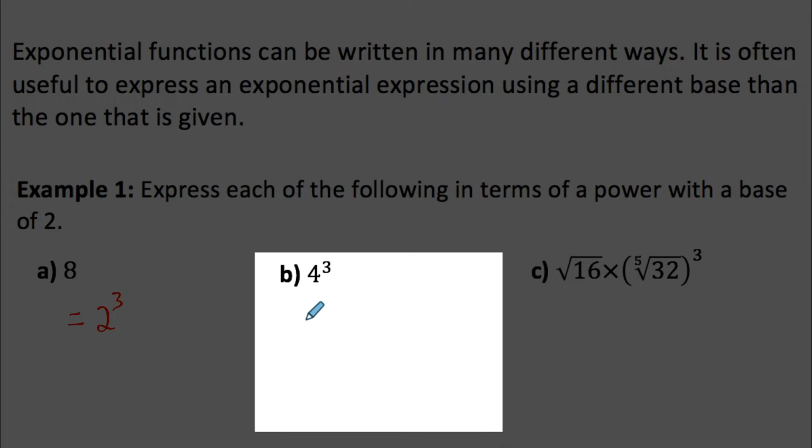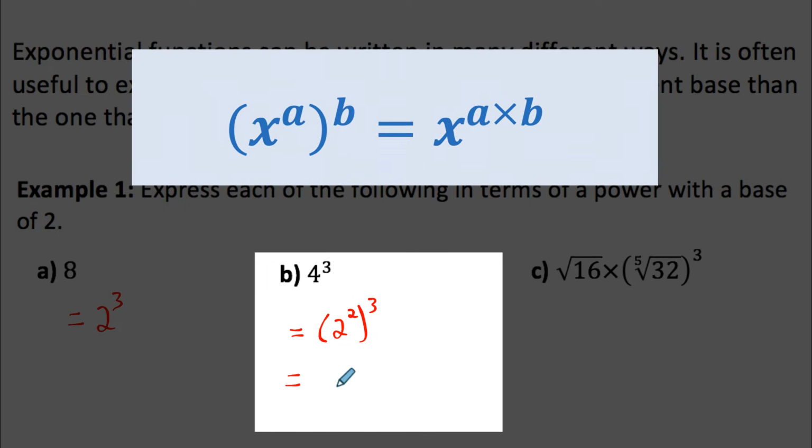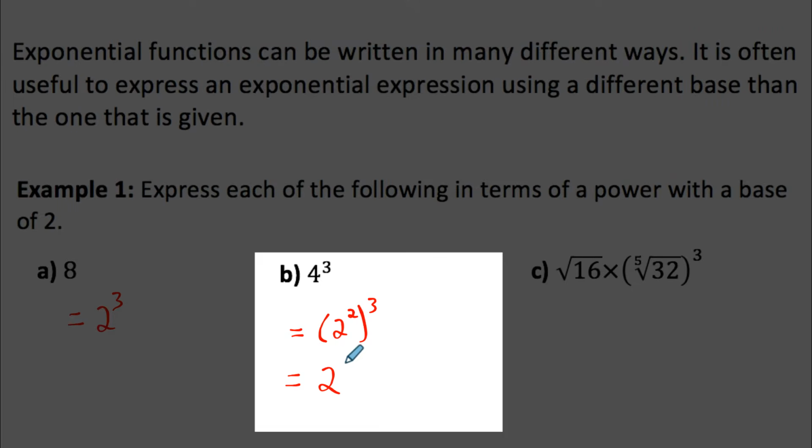Part B, if I want to rewrite that as a base 2 power, well, let me just start with the 4. I could rewrite 4 as 2 squared. So I have 2 squared cubed. And then if you have a power of a power, we multiply the exponents. So this equals 2 to the 2 times 3, which is 6.